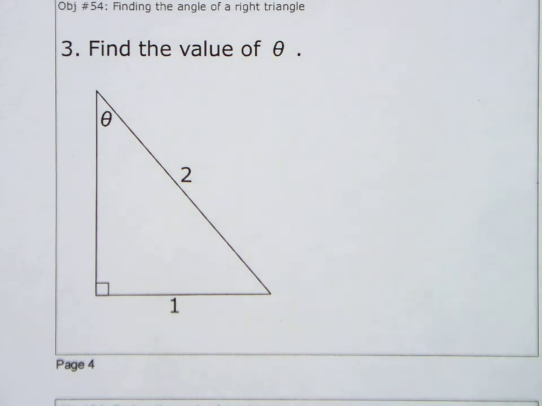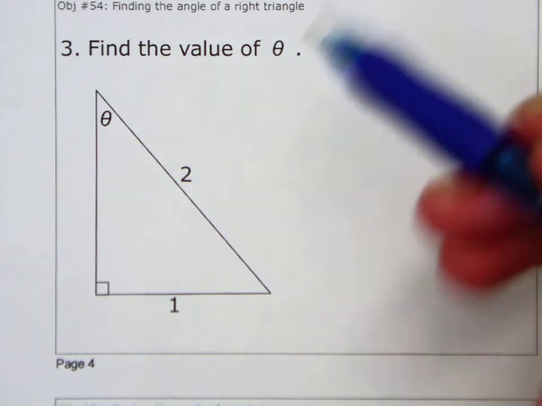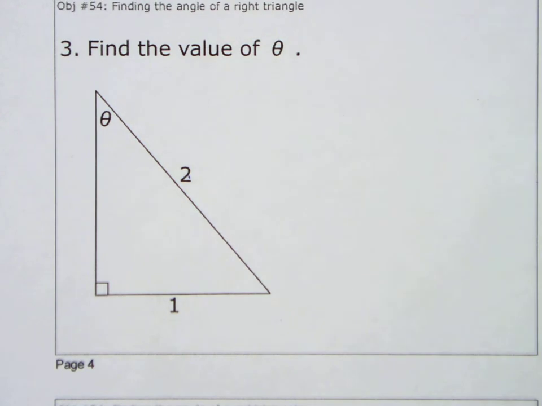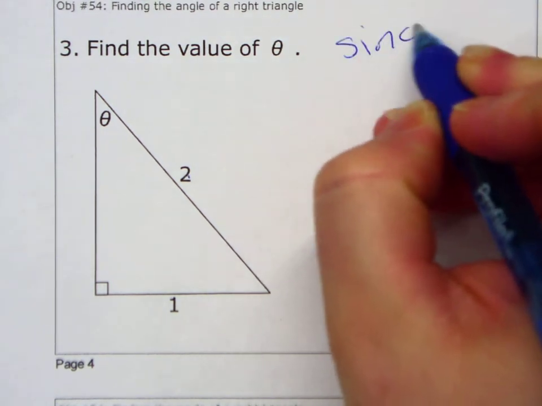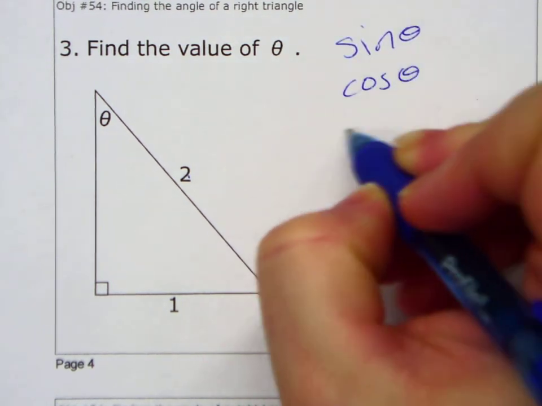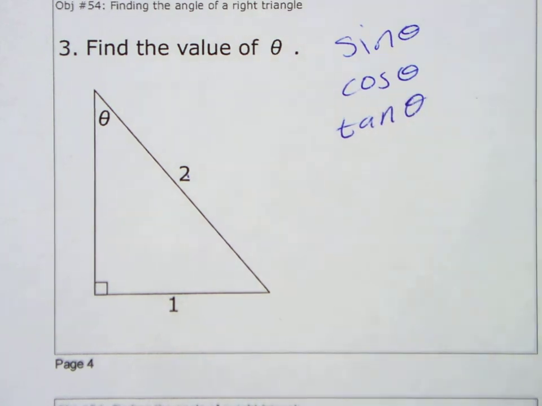What we're going to do is we want to figure out which one should we use, right? Given these two numbers, what do you think we should use? Sine, cosine, or tan? That's the question. So let's look at what we're given.